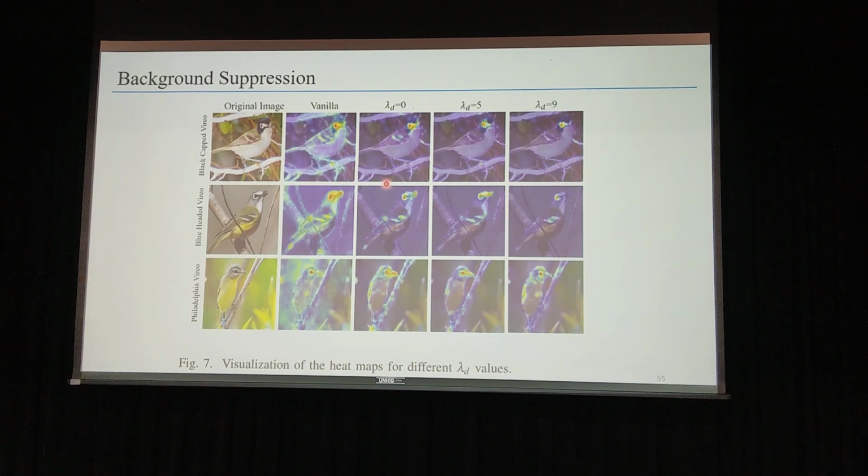And comparing the heat map of lambda D at 0, 5, and 9, we observe that the concentration level increases as the separation level increases as lambda D increases, demonstrating that the BS module can effectively suppress background noise when lambda D increases.